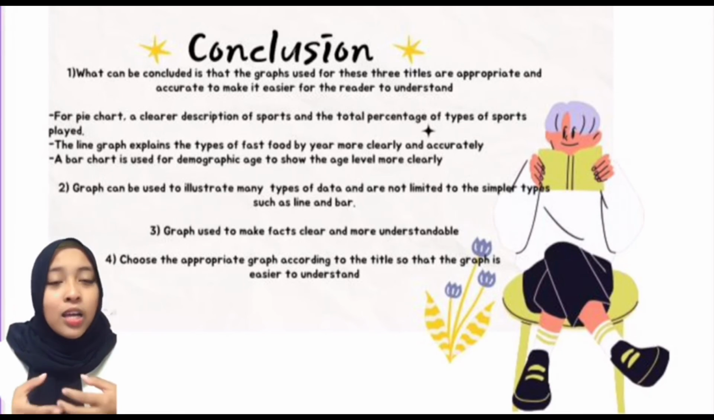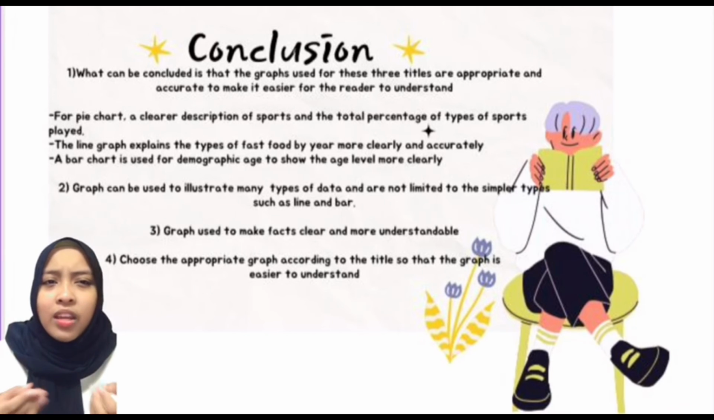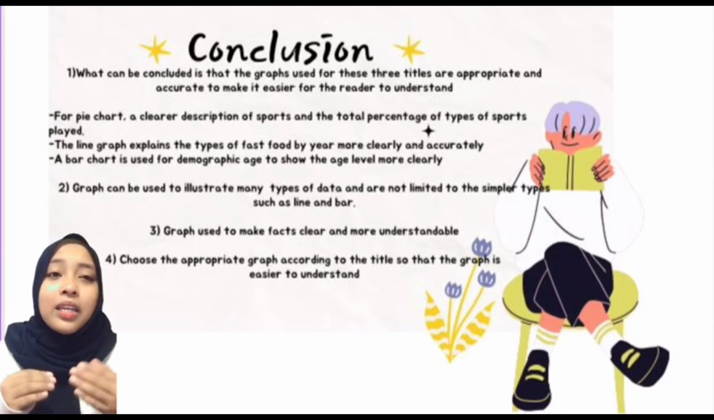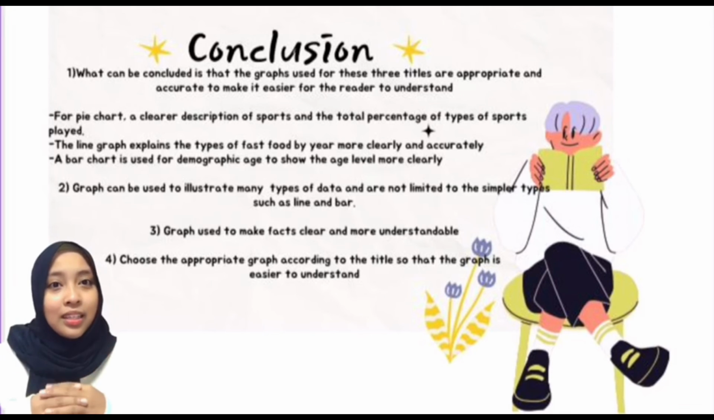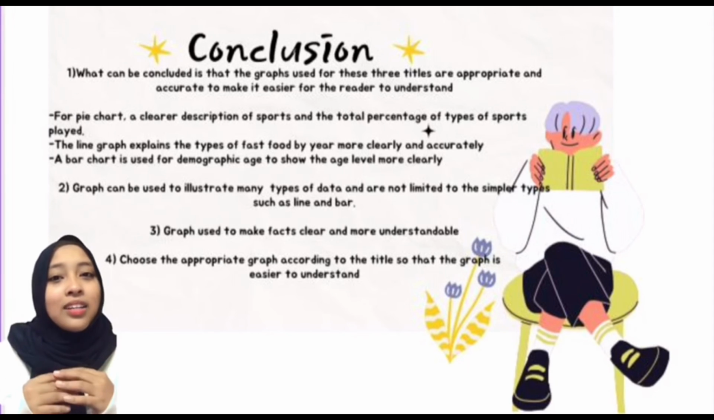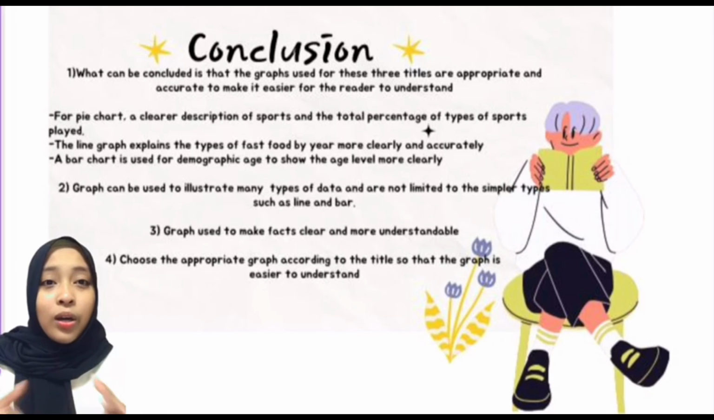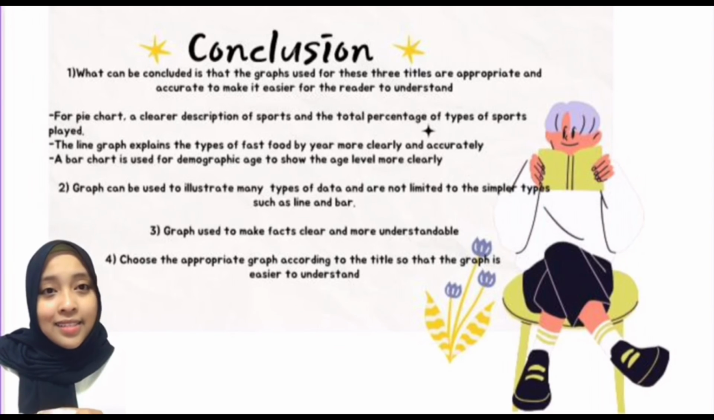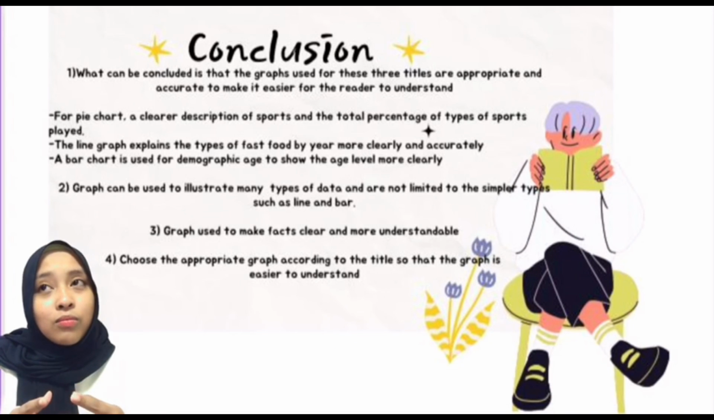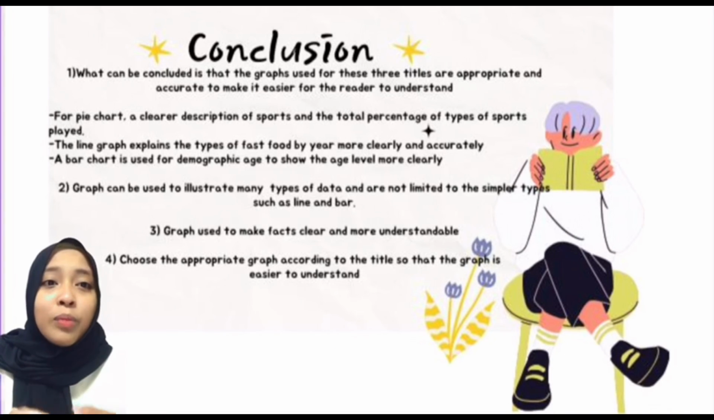and players. So the next one is the line graph explains the types of fast food by year more clearly and accurately. And the last one is a bar chart is used for demographic age to show the age level more clearly. So now what I can conclude more is this graph can be used to illustrate many types of data and are not limited to the simple types such as line and bar. So this graph is also used to make facts clear and more understandable.